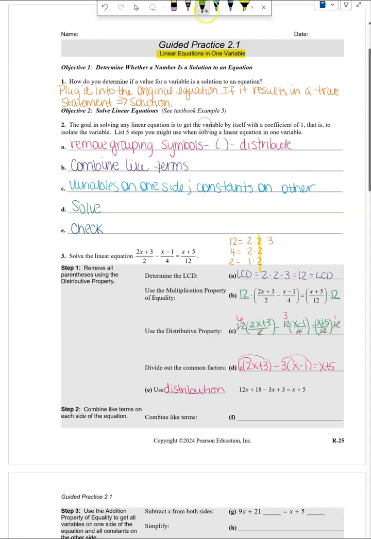So we're going to have the 12x and the negative 3x on this side. That's going to give us 9x. And then if we have the 18 and the negative 3, it's going to be plus 21. That's going to equal x plus 5.